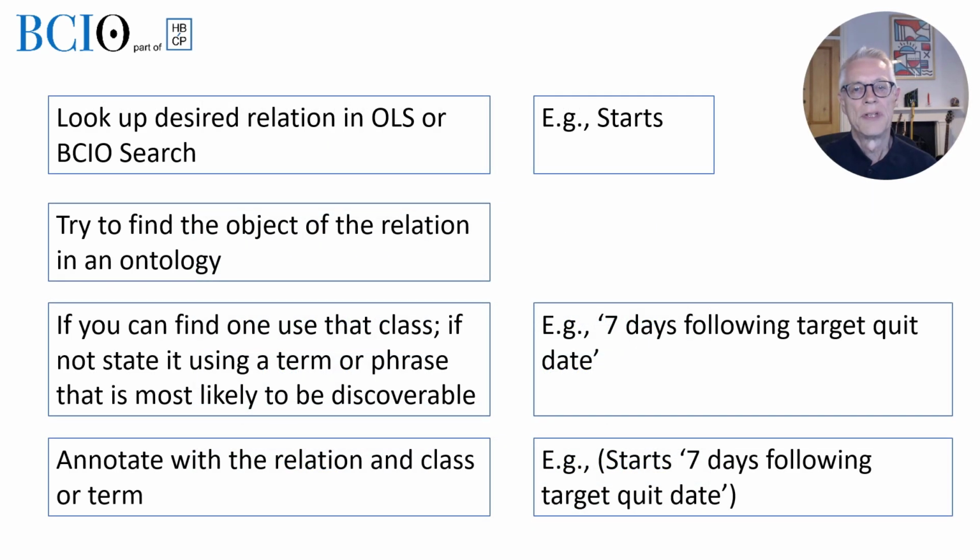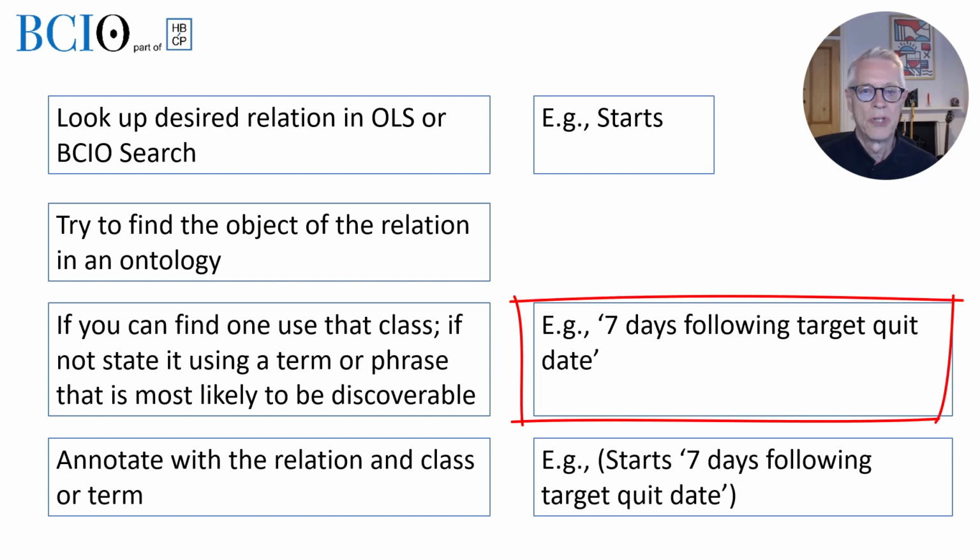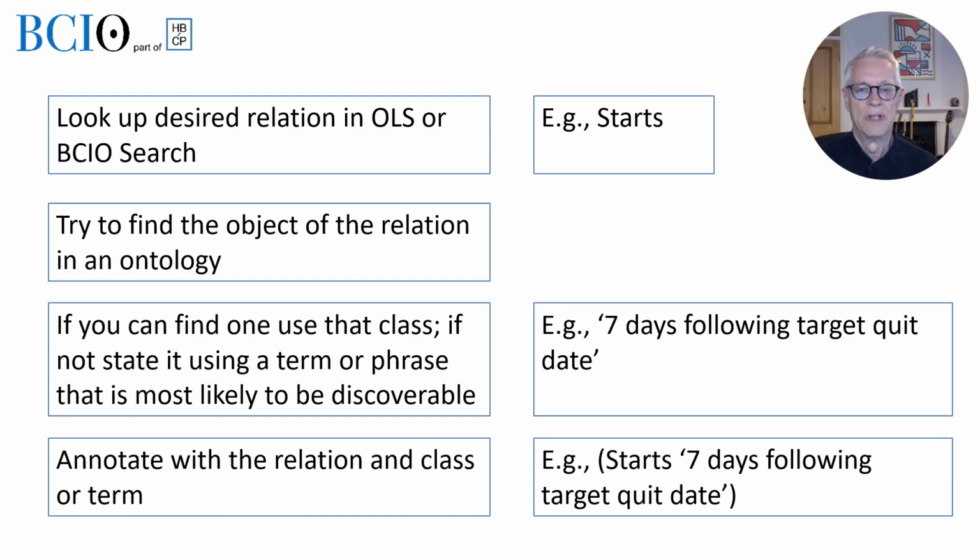So to carry out this third step, you can search for the relation of interest in BCIO search or the ontology lookup service, and then see if you can find the class for the entity it relates to, and put the two together in a simple expression. It's possible that you won't find the exact entity you're looking for, in which case you can just put a term or phrase describing it using what's known as a literal.